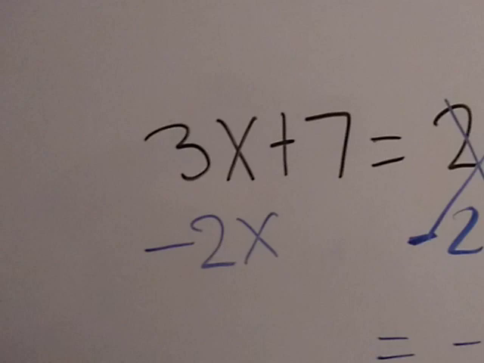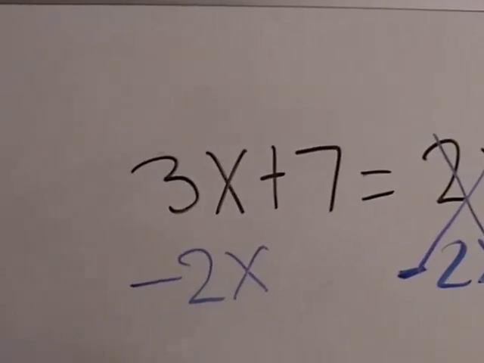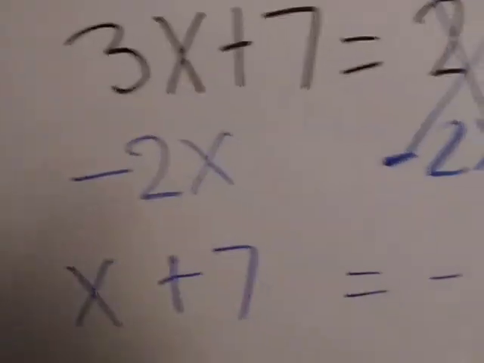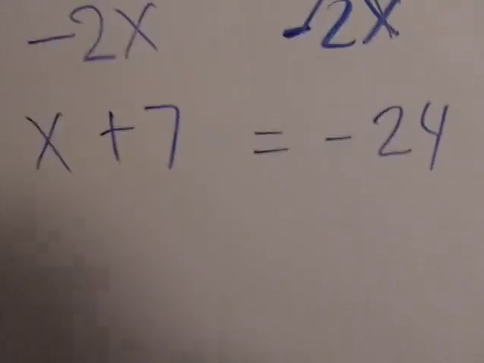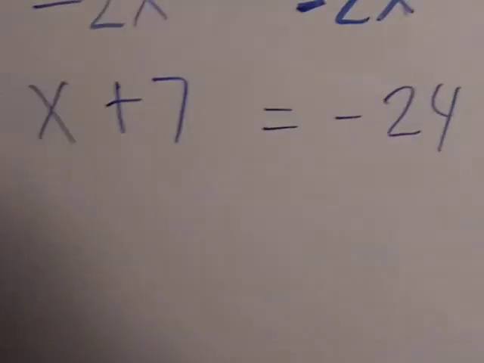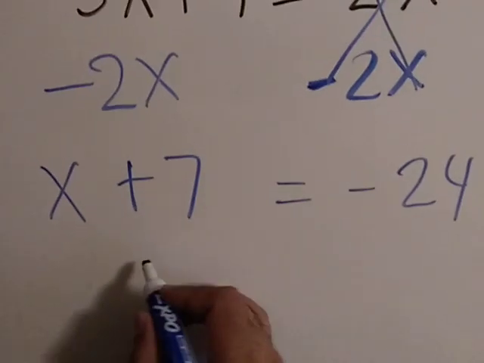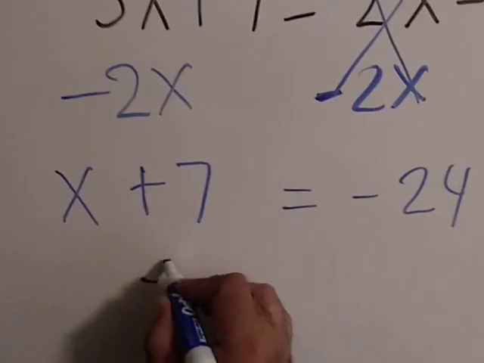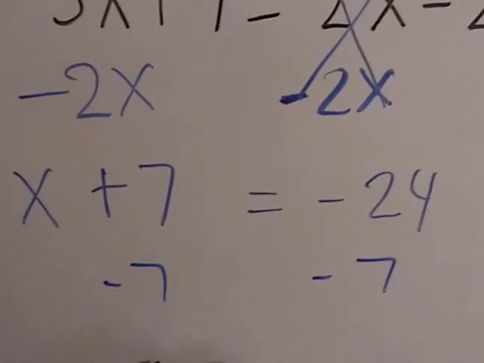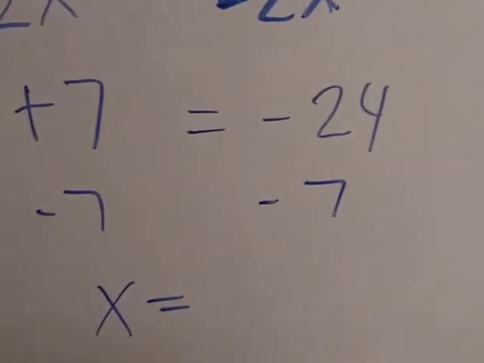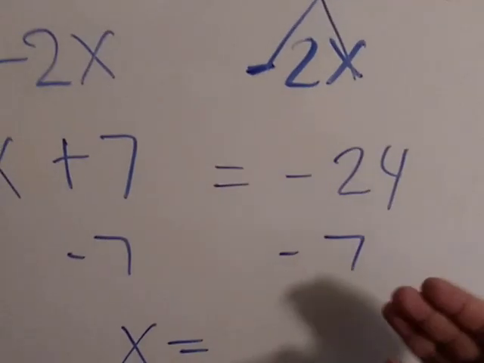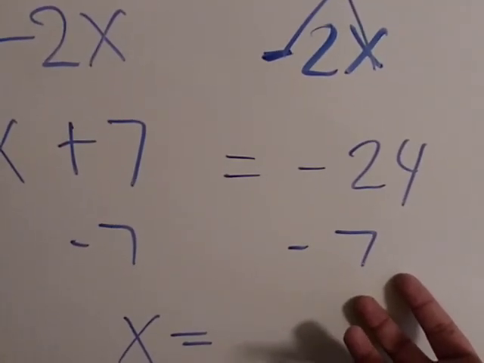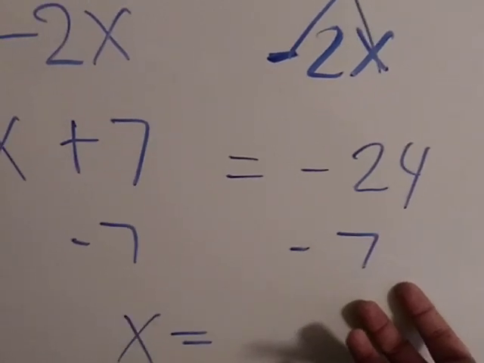And on the left hand side, we have 3x minus 2x, which gives us just x, and we bring down that positive 7. Okay, so now we are back to a single step equation in which we carry out the opposite operation of plus 7, which is negative 7, and negative 7. So in this case, our answer would be negative 24 plus negative 7, or you can phrase it as negative 24 minus 7.